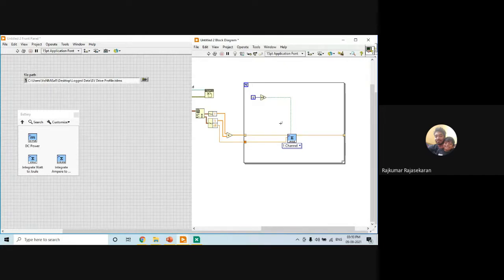Next is going to be your current. For current, we need to give the waveform of current. So this also requires reset.